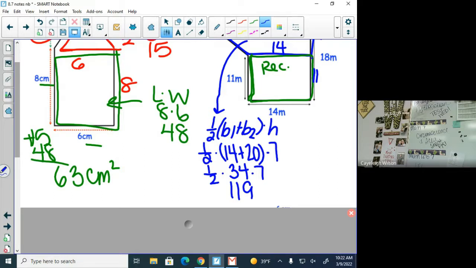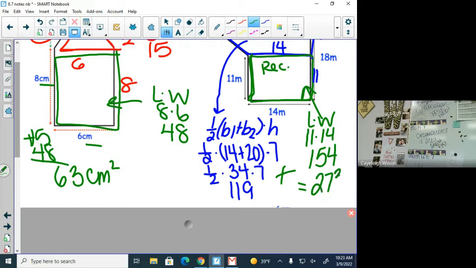This what you got, Harry? All right, this one right here is my rectangle, so I'm doing length times width. So 11 times 14 is 154. And then I just add the 2 together. So Bryant, what is 119 plus 154? 273, and that's meters.